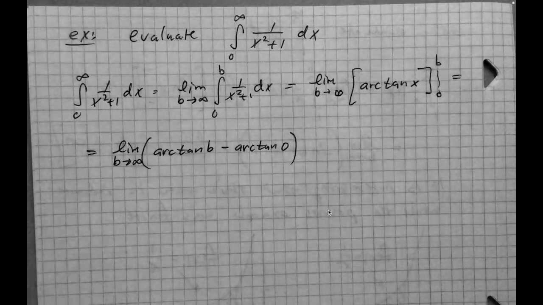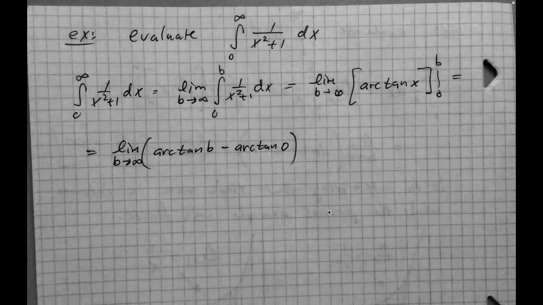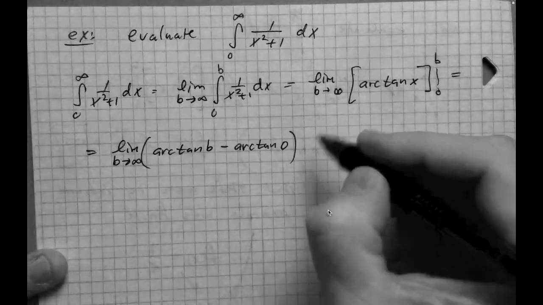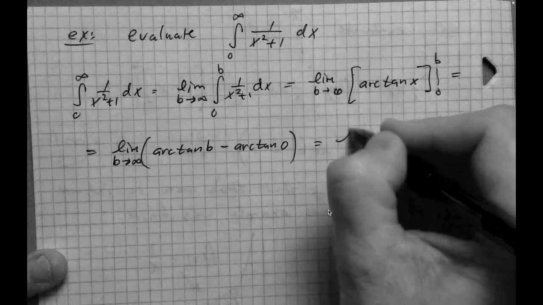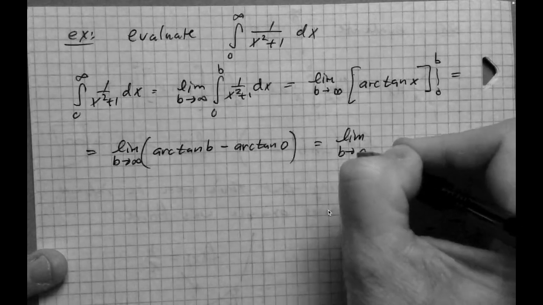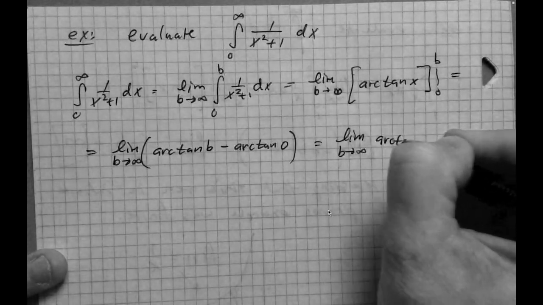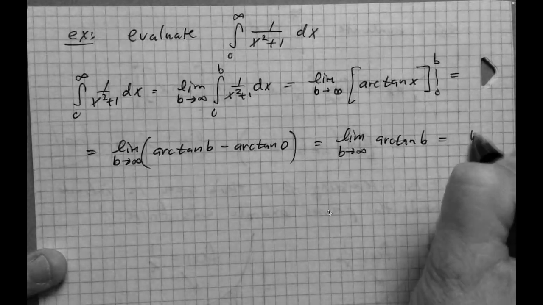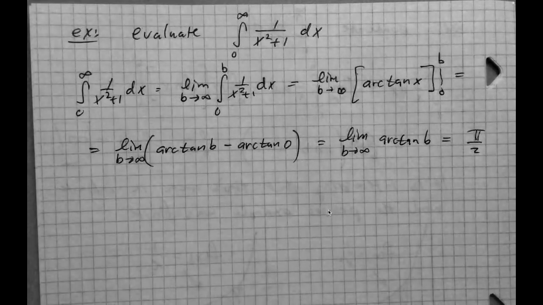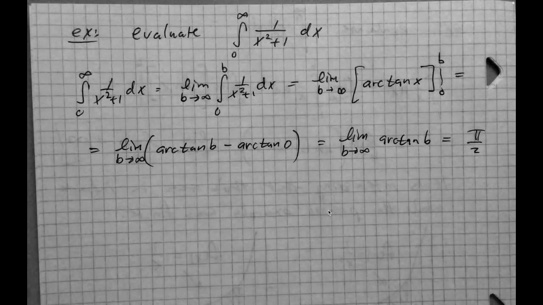Okay, now what are these things? Well, arctan of 0 is 0. Arctan of b, well, that guy there heads off to pi over 2, actually. And so this would be equal to the limit as b goes to infinity of the arctangent of b, which is pi over 2. Okay. All right. So that one.